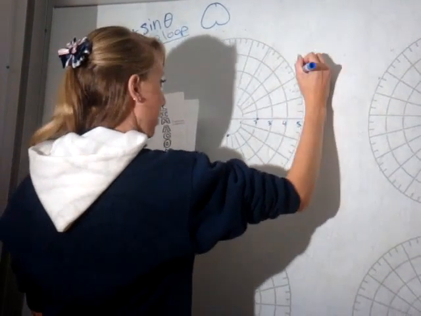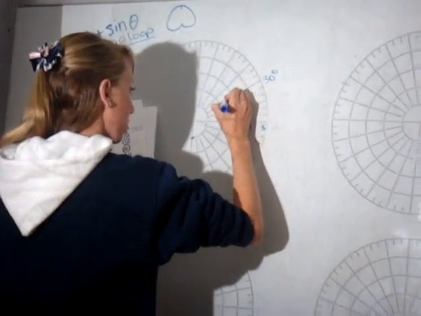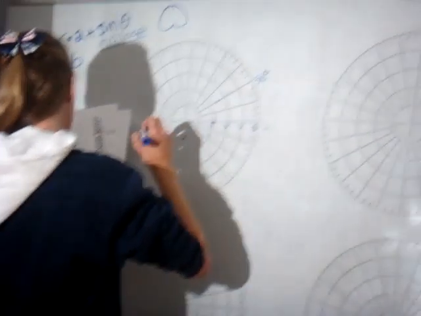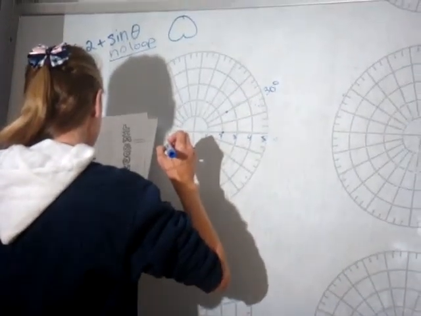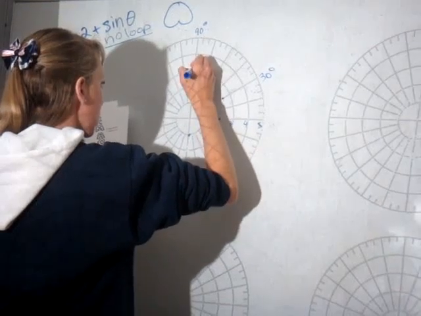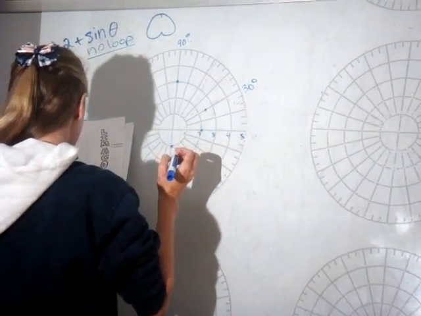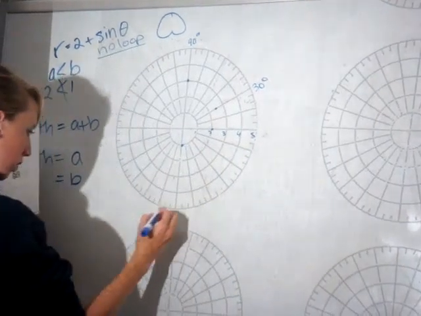Sorry if it's a little confusing. It'll make sense once I label it. Whoever's doing the next one, start putting up your points. I'm doing 2 plus cosine theta. I was going to do it in red over her sine graph. Do you not want me to do that? No, I want you to do it on the side.